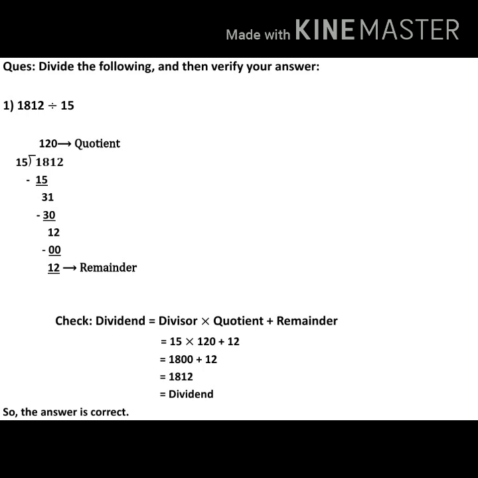the remainder after subtraction. Now for verification, we will use the formula: dividend is equal to divisor multiply quotient plus remainder. Here divisor is 15, quotient is 120 and remainder is 12. Firstly, we have to multiply 15 and 120 according to the BODMAS rule. After multiplication, we will get 1800 and write plus 12 as it is. In the next step, we will add these two numbers, and after addition, we will get 1812, which is equal to the dividend. So the answer is correct.